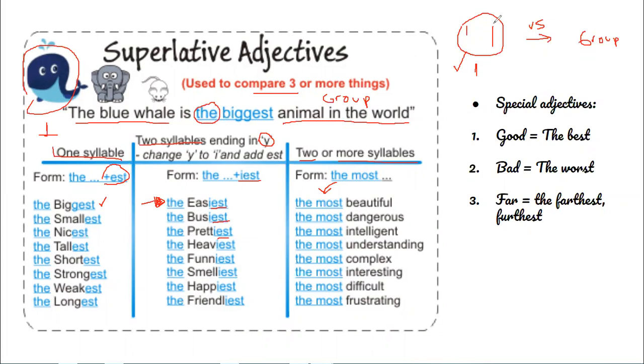And also we have special adjectives again. Son los mismos: good, bad, and far. We change them in the superlative form to the best, the worst, the farthest, and the furthest. We mentioned that the farthest with A is from American English, and the furthest is British English. But the UK, this one is the American one. Okay.